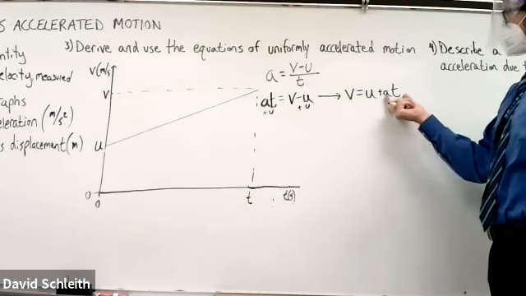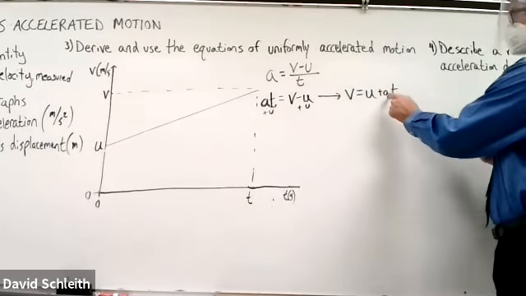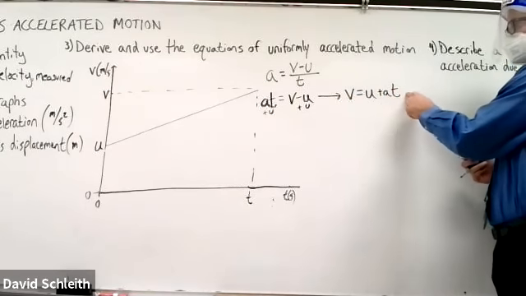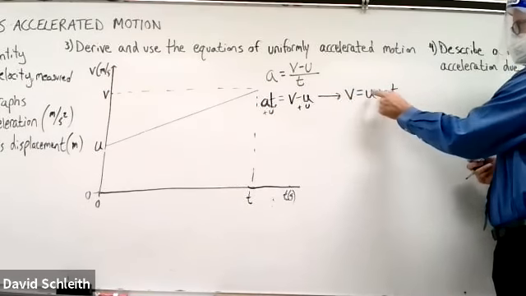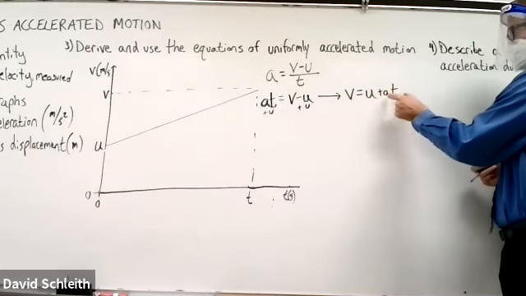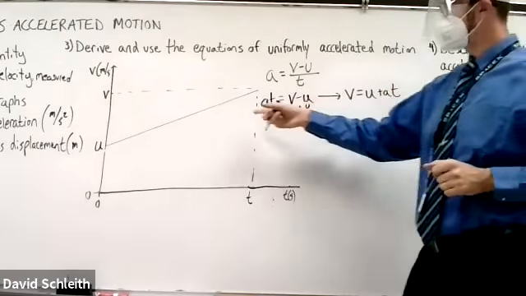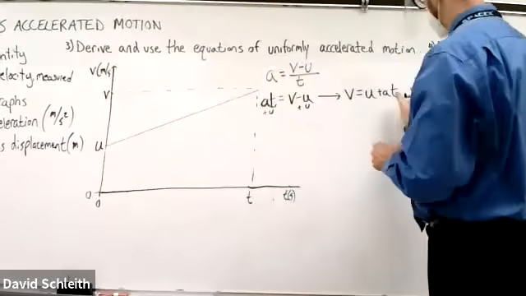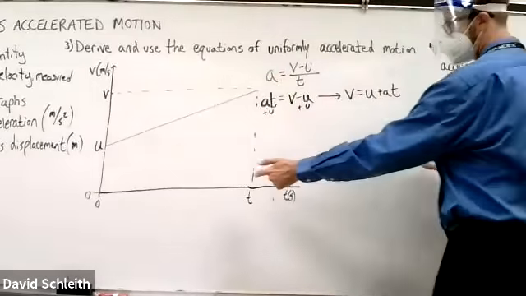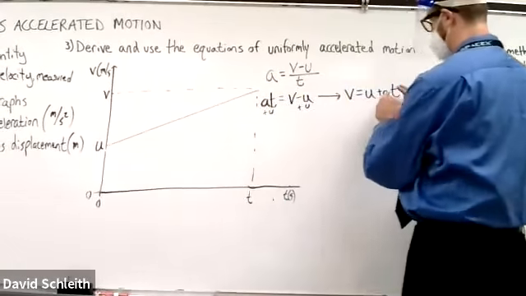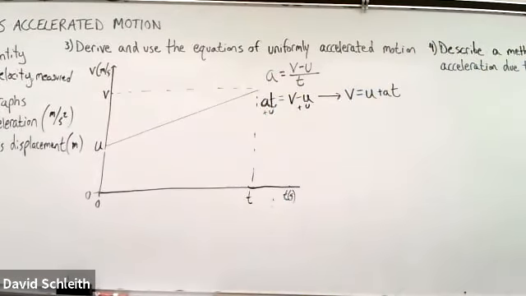So the product at is a velocity, right? When we multiply meters per second squared by seconds, we get meters per second. It's like we're adding the meters per second of initial plus the meters per second of velocity we picked up, and that gives us our final. So along the way here, we're adding this at. At each unit of time, we're adding a little bit more velocity to our initial.